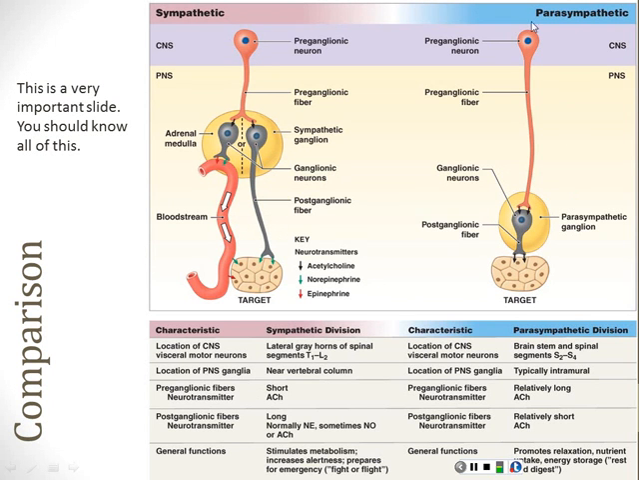All right. And then what do they do? Fight or flight, rest and digest. So their actions are opposite. You know, the sympathetic system is going to get the body ready to maximally perform. The parasympathetic system is going to get the body to heal, rest, and grow. So they sort of do opposite things. All right.